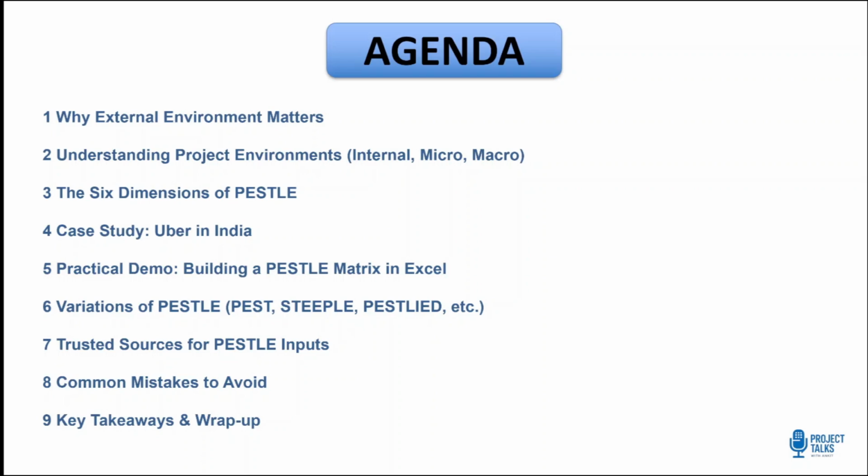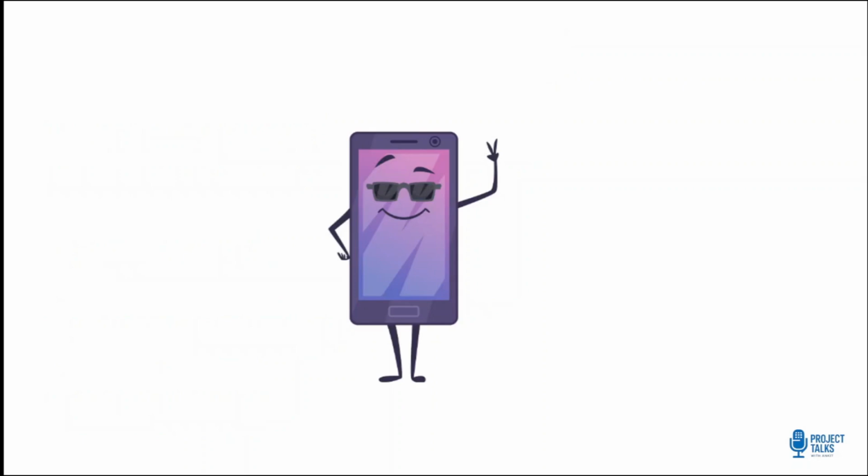Here, you will learn and understand why external environment matters, understanding project environments like internal, micro, macro, the 6 dimensions of PESTLE. We will also have a case study of Uber in India and a practical demo of building a PESTLE matrix in Excel. What are the variations of PESTLE that are used? Trusted sources for PESTLE inputs. Now, I also put in some common mistakes which you need to avoid. And finally, there will be a key takeaway and wrap up. So let's dive in.